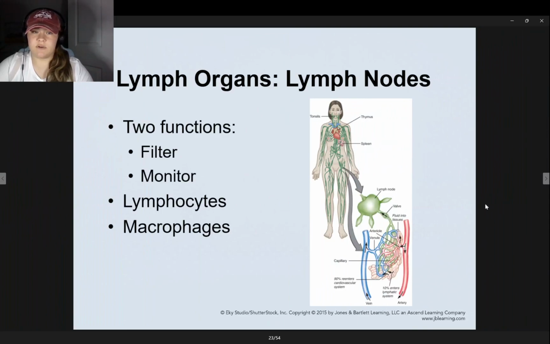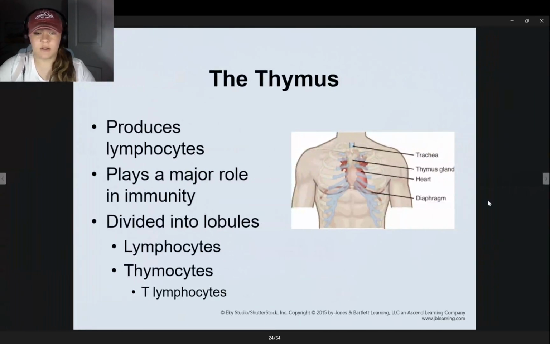So we've got the lymph nodes, which are part of the lymphatic organs. They have two functions, which are to filter and monitor. We've got lymphocytes and macrophages. Once again, here's a diagram showing where it is in our body.